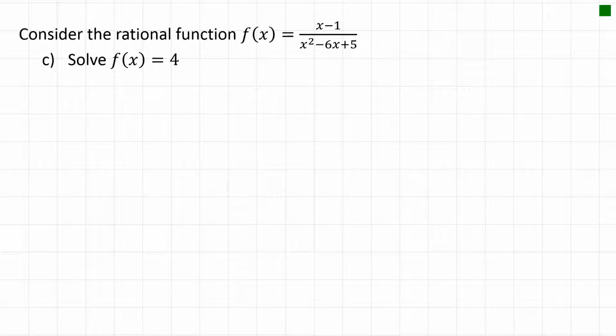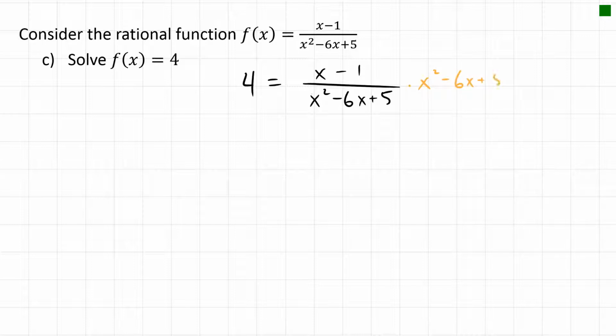So now we're being asked to find the x value that makes the function value equal to 4. So 4 is the value of the function. What is x? So we have to solve for x. So we start by multiplying each side by the denominator to get rid of the fraction. So that eliminates the fraction on the right-hand side.